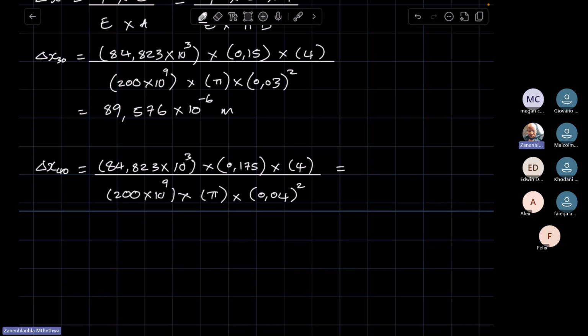What are we getting? 0.4. So the only change is really the length and the diameter. As in, you don't necessarily have to punch the whole thing again. You can just go back to this one and change the length and the diameter. It will be much quicker like that. So I am getting here 58,784 times 10 to the negative 6 meters. Are we getting the same thing?